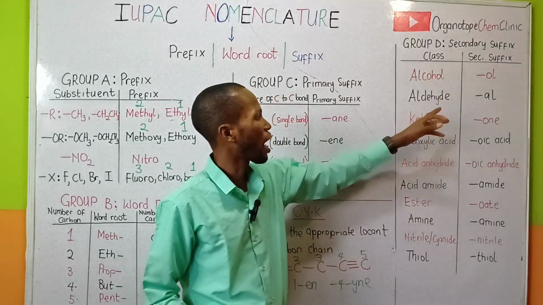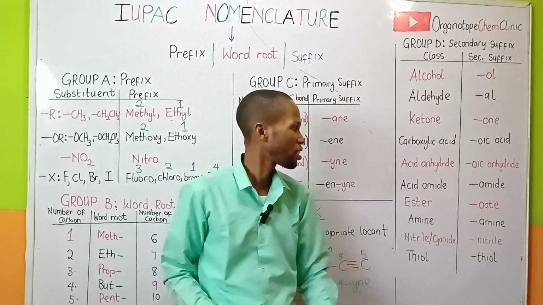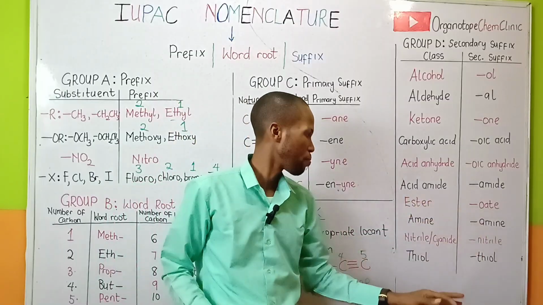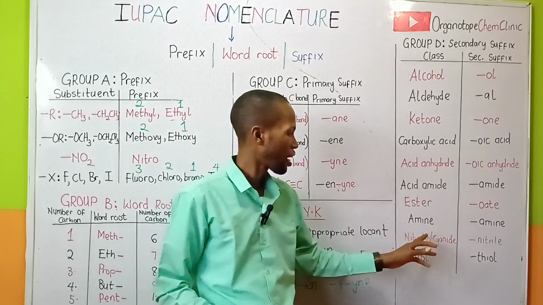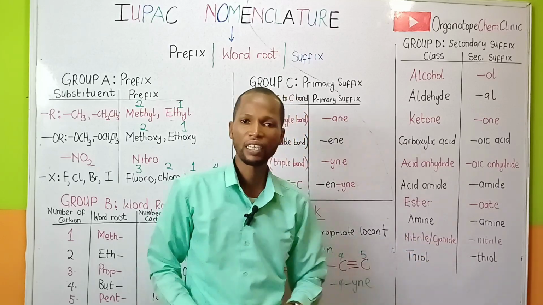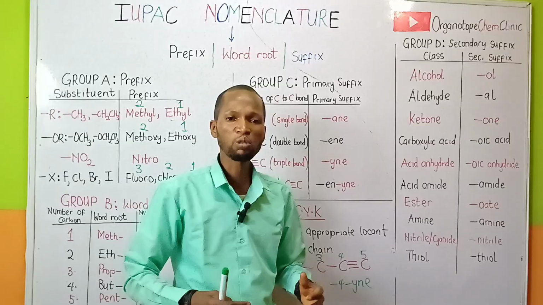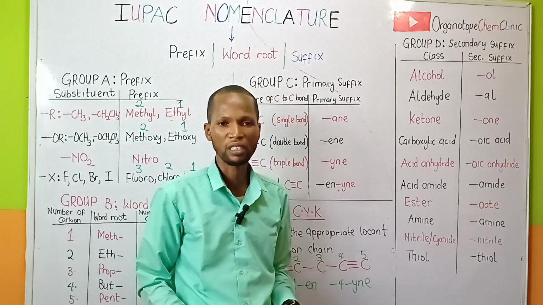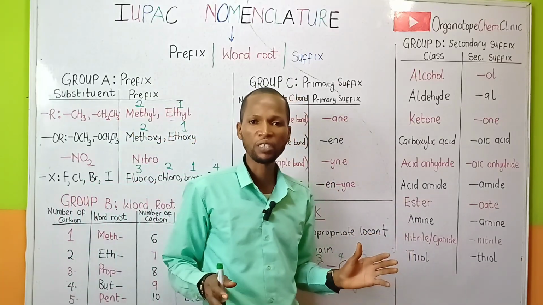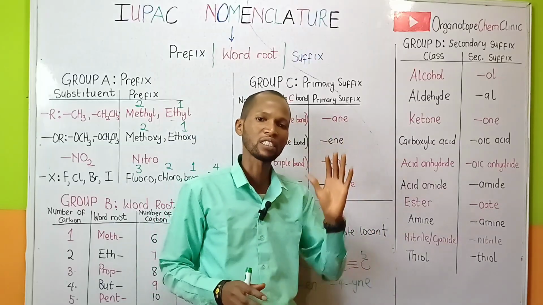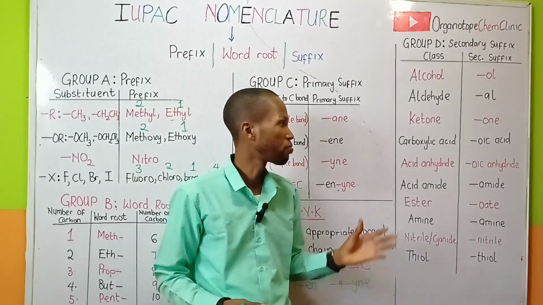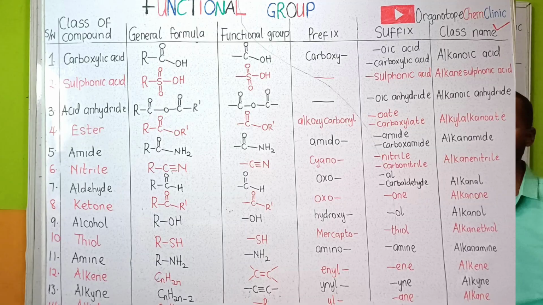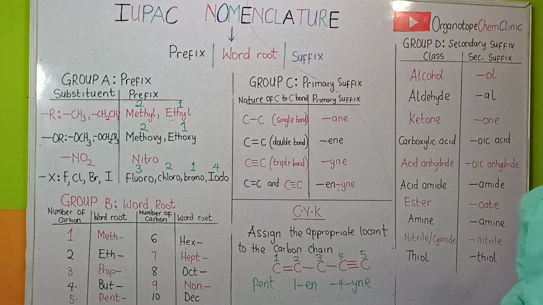I have alcohol, aldehyde, ketone, carboxylic acid, acid anhydride, acid amide, which is the same thing as the amide. We have the ester, the amine, the nitrile, and the thiol. Now, we need to arrange this in order of priority. I would like you to pause the video and take time to look at the table on the screen. Then we now consider the order of priority of this group. All right, can we attempt this together? We are to arrange this group in order of priority.